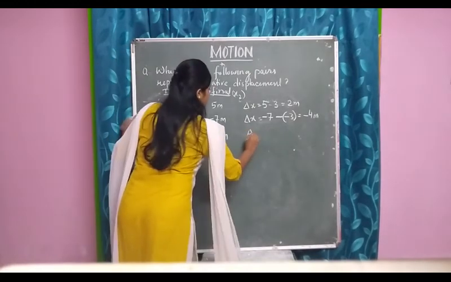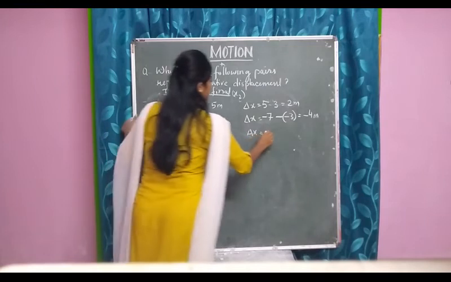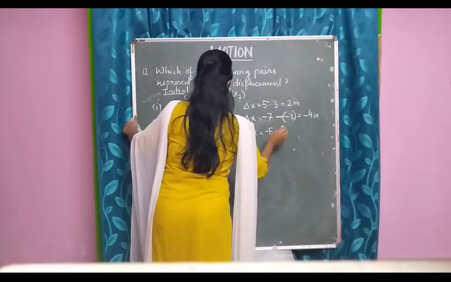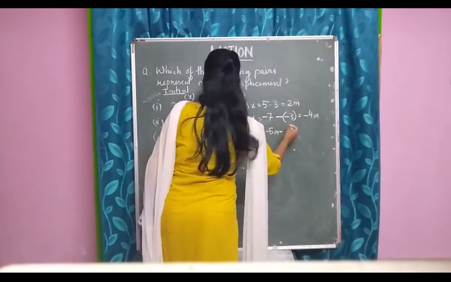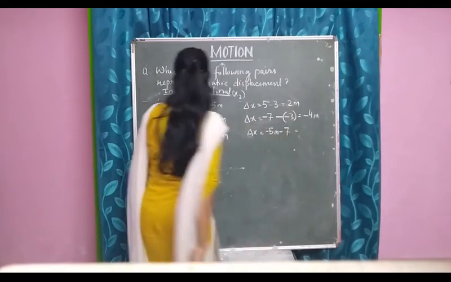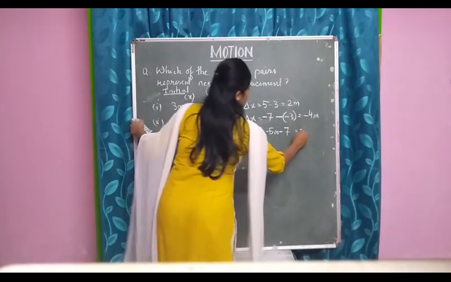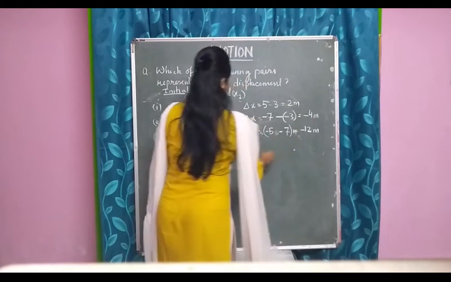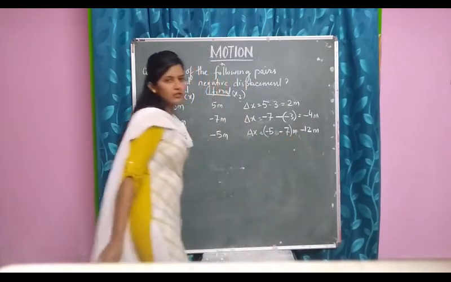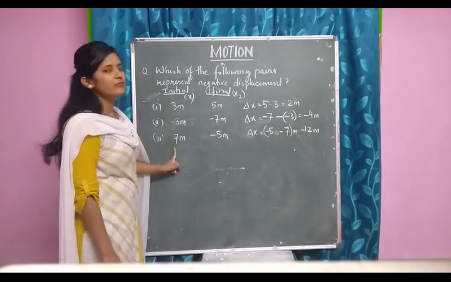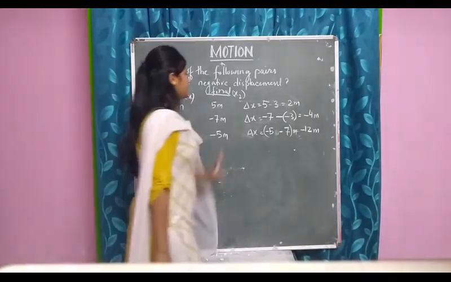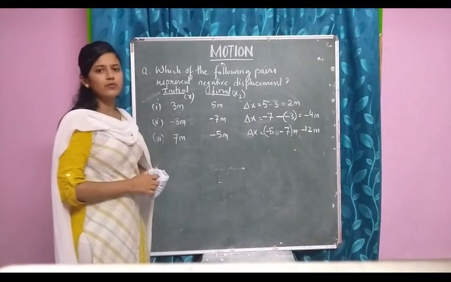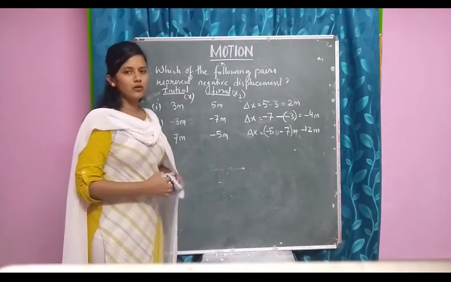Here, suppose minus 5 meter and minus 7. Minus 5 minus 7, that is minus 12 meter. That means in this case your negative sign is coming, so this is also a case of negative displacement. So this is all about distance and displacement. In the next class we will be discussing velocity.